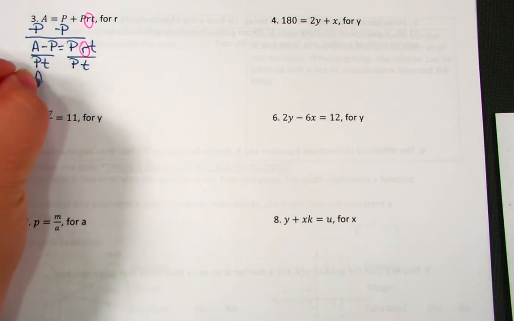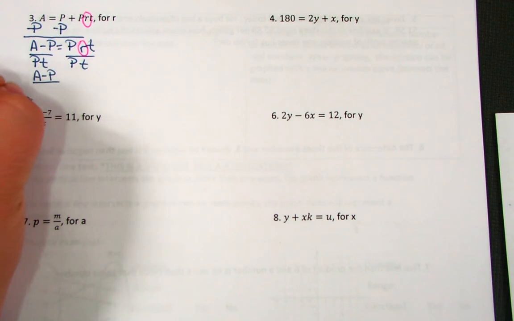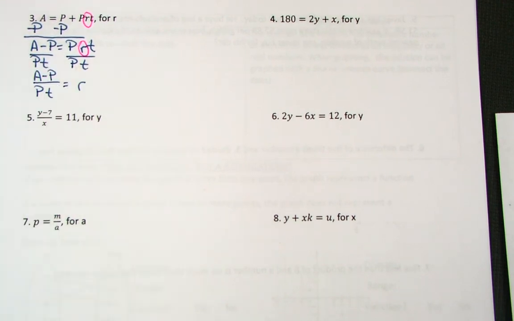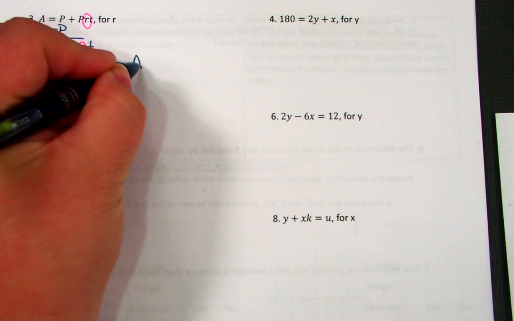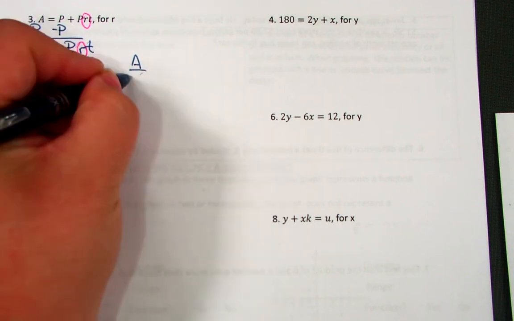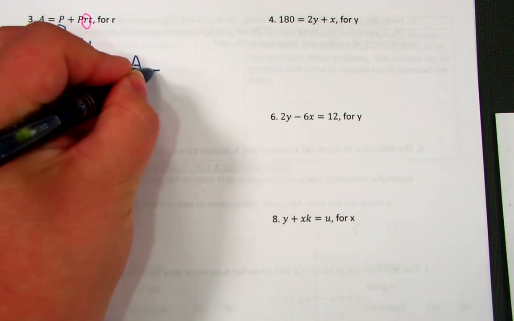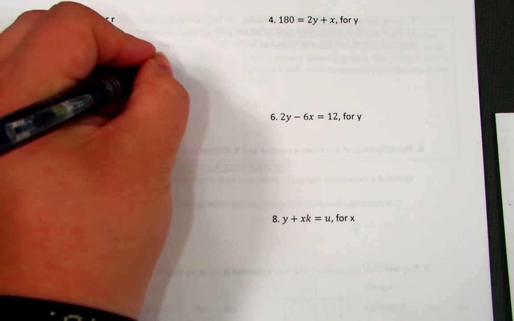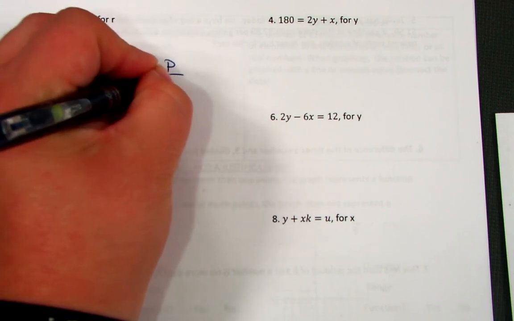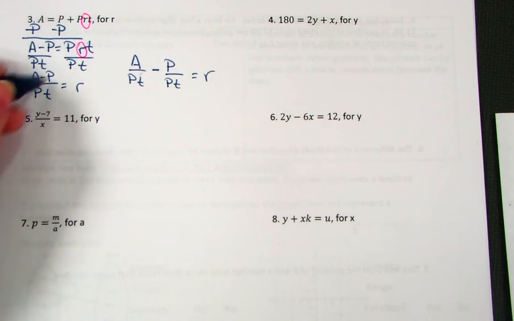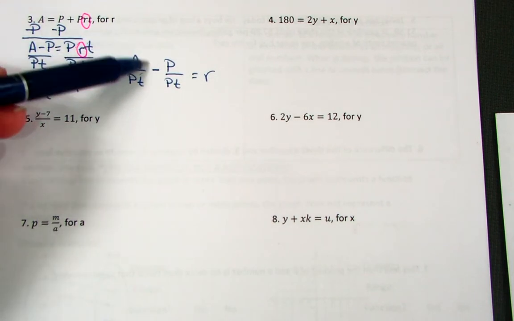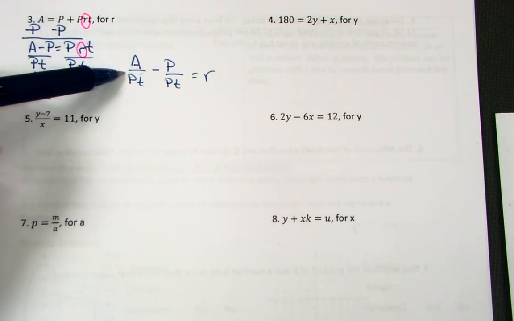So I have a minus p over pt. Now be very careful. You may not cancel out those p's, because what's really happening over here is I have a that's over p and t subtracted by p over p and t. So if I were to just cancel out the p's here, I would be changing the problem because this fraction would no longer have a p underneath it.